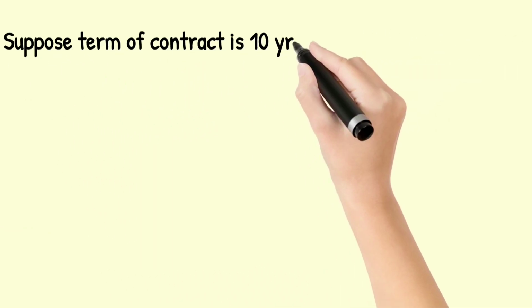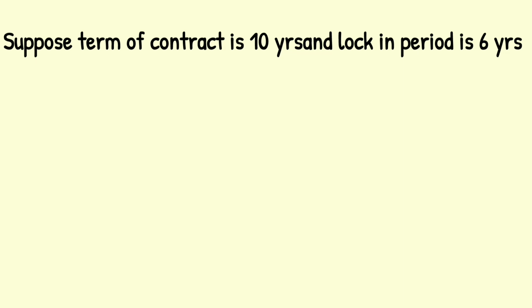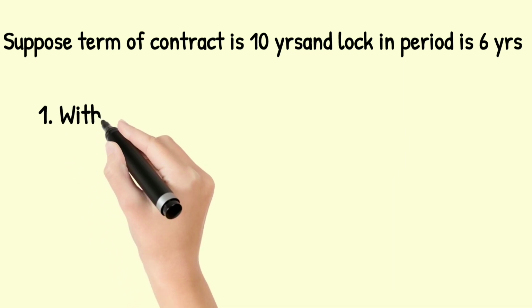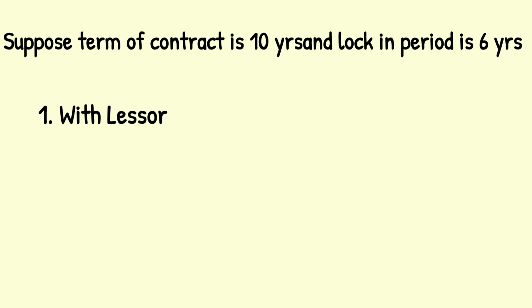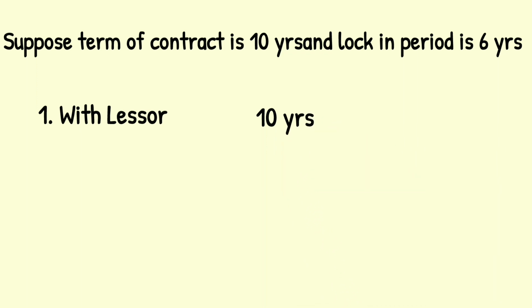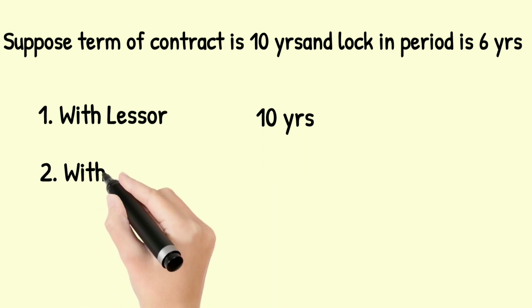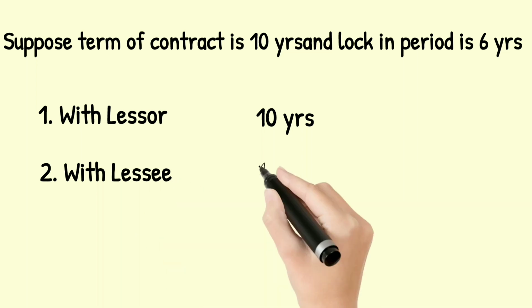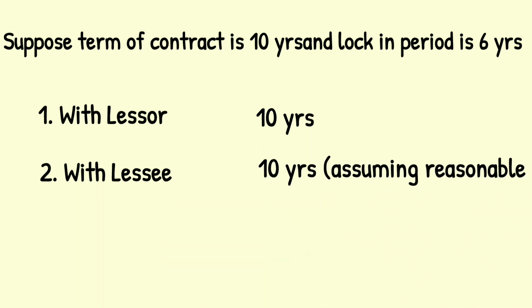Let's say the term of the contract is 10 years and the non-cancellable period or the lock-in period is 6 years. There may be three cases in this. First one, the termination option is available with the lessor. In this case, the lease term will be 10 years because even after the 6th year, the lessee would be contractually bound and he cannot refuse to make payments to the lessor. In the second case, the termination option is available with the lessee. In this case, the lease term will be 10 years if we assume that there is reasonable certainty that after the 6th year, the lessee will not refuse to make the payment and will not exercise the termination option.